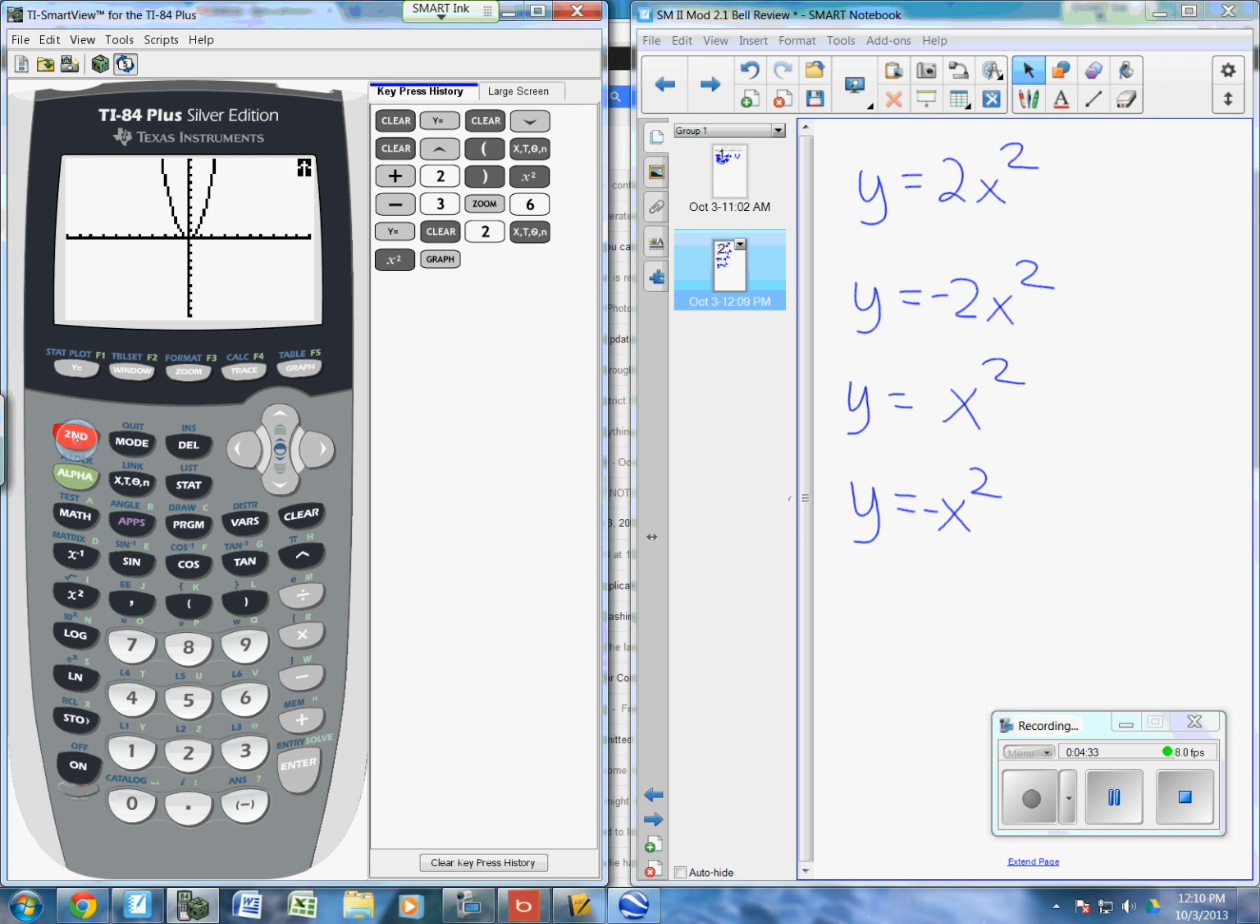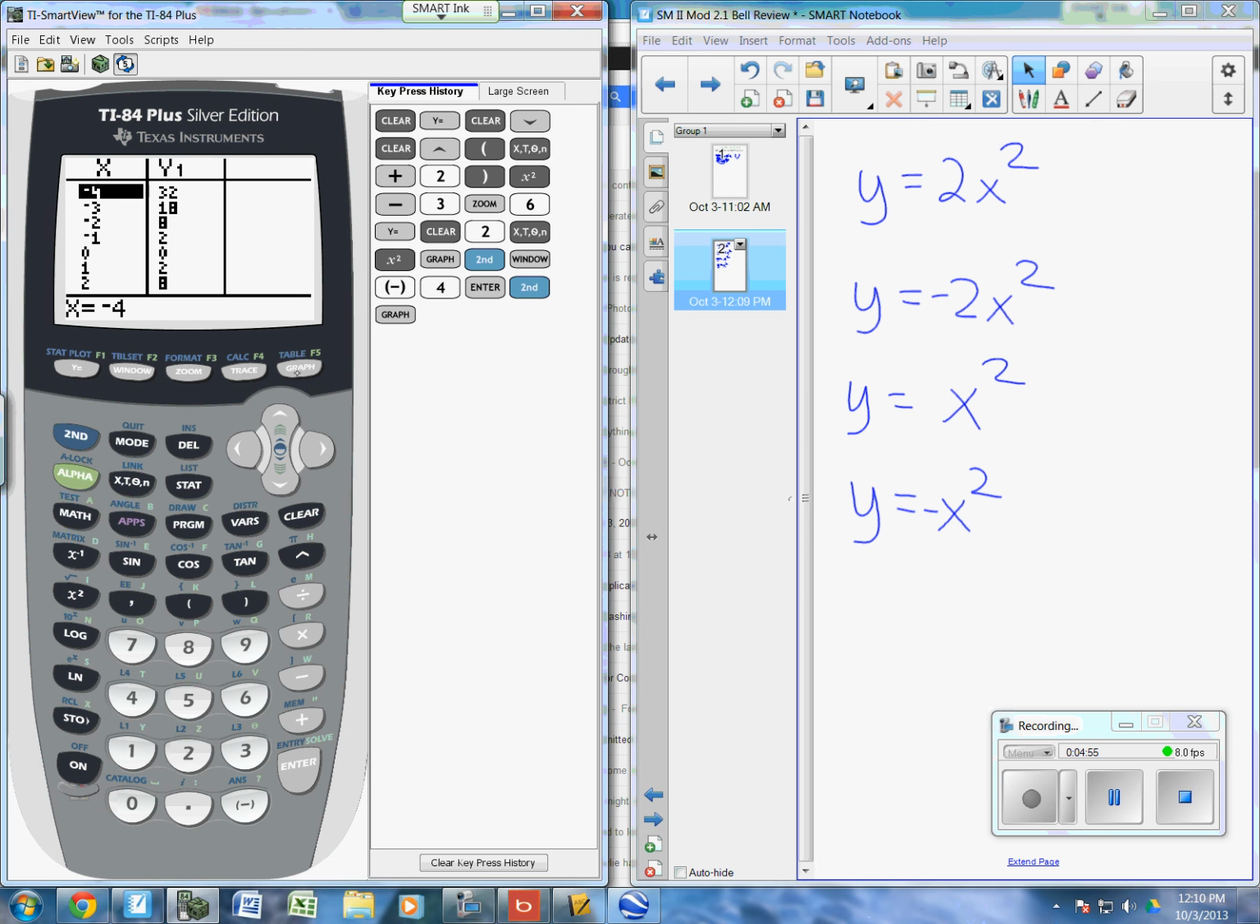If you go to second and window to table set, -3 is a good place to start, or maybe I'll go a little lower. I'll go -4. And I'm going to go up in ones, so it goes up in integers. So it goes from -4 to -3, then -2, then -1. That's how much I count up. And now I hit second and graph. That brings up the table. I have my graph and my table right there.